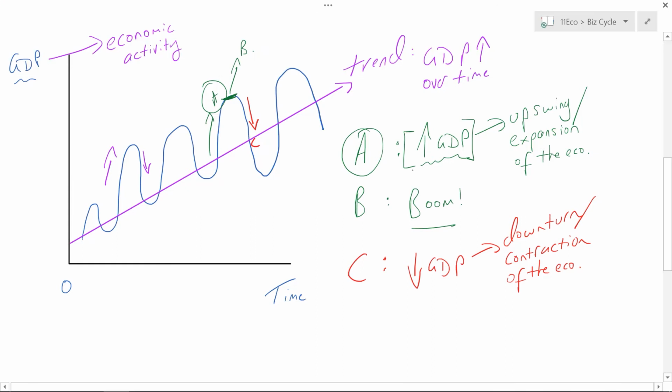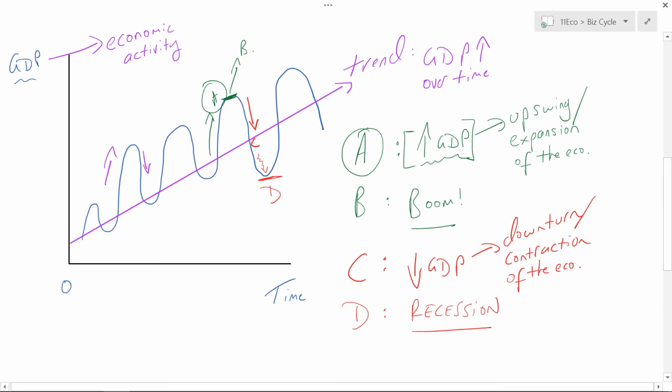If we then look at it, if point C continues on its decline and gets all the way to this bottom point D, point D, we call that a recession. And that is very much the low point of economic activity. So we can see that there are different phases in the business cycle.